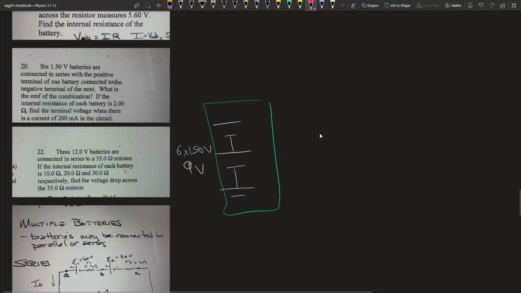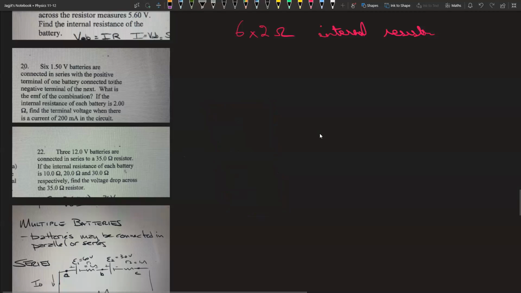Okay, now think about it. Think about where we have 6 2 ohm internal resistors. Now, rather than drawing that, my diagram will look really messy if I do that. So just to simplify that, what I will do is I will just draw one big voltage source, and I'm going to call it 6 times 1.50, which is 9 volts. And then instead of drawing 6 resistors of internal resistance, I will just do 1. And 6 times 2 is 12 ohms. That's your internal resistance. Okay, this right here is my internal resistance.